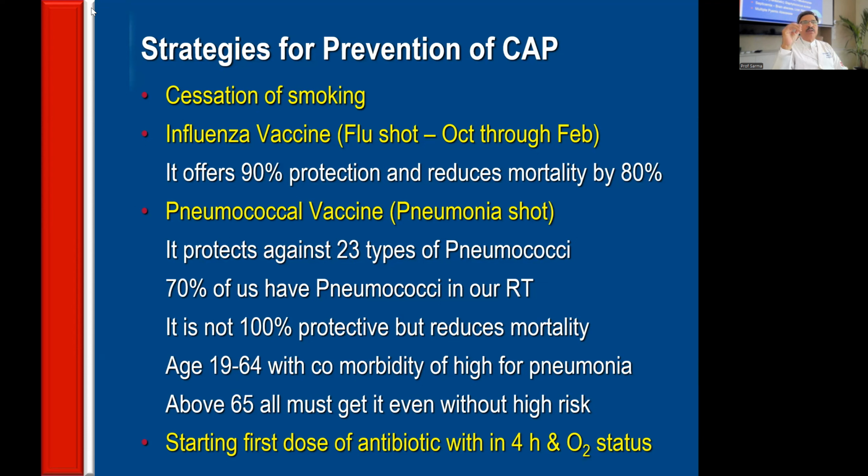What to do? Stop smoking. If the patient is not smoking, then COPD and other respiratory infections are reduced. Influenza vaccine must be given to everyone during the flu time. If COVID things are there, give COVID booster also. Now, pneumococcal vaccine: everyone in the community above 65 must get pneumococcal. All COPD patients, heart failure patients, immunocompromised patients, uncontrolled diabetics must get pneumococcal.